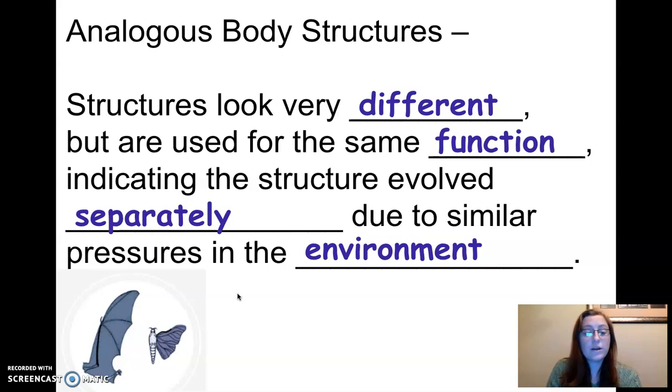However, no one can argue that a bat and a butterfly both use their wings to fly. So why do they have a similar trait? Well, they both need to fly because of pressures in their environment.